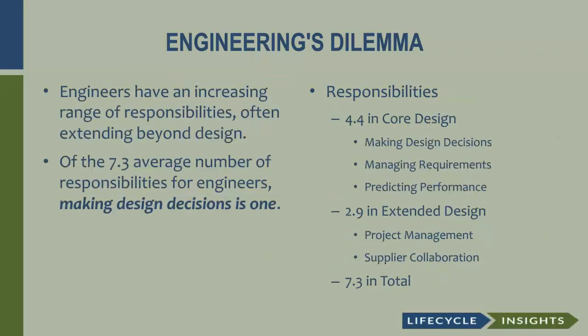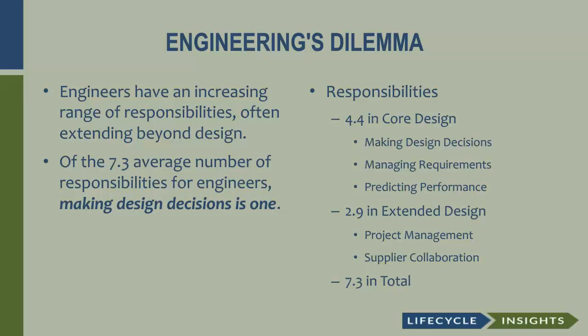Now, this manifests itself in a lot of different ways. One way this concept that engineers are doing more than they ever have before shows up is in the number of responsibilities that they have. So I ran a survey-based study, a couple of years ago now, but the whole idea was looking at titling and responsibilities and how you spend your time. What I found is that on average, respondents to that study had 4.4 core design responsibilities. These are things like making design decisions, managing requirements, predicting the performance of products.